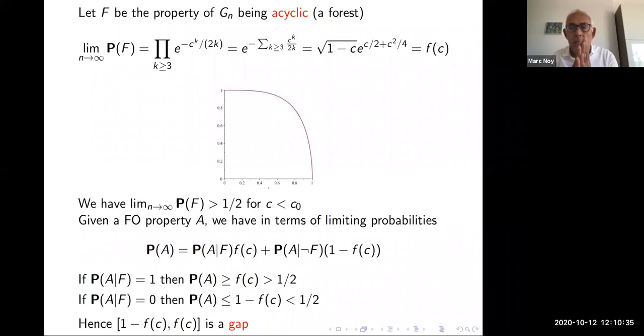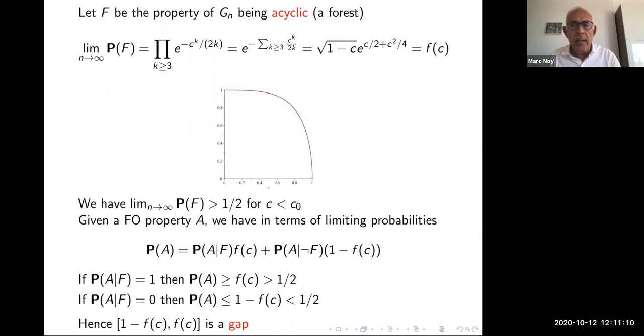Just by this property, well, I remark, this is not a first order property. Being acyclic, this is not a first order property. But if I take any first order property, conditioning to f, it's either 1 or it's 0 by the arguments before. Good. Very good. So this is the second part. Are there any questions so far?